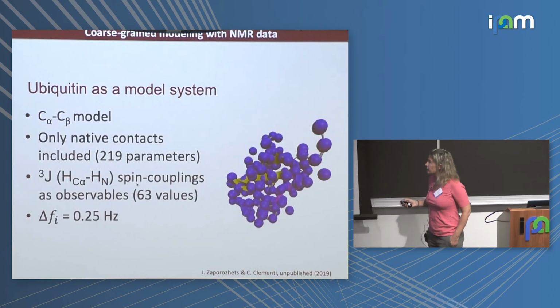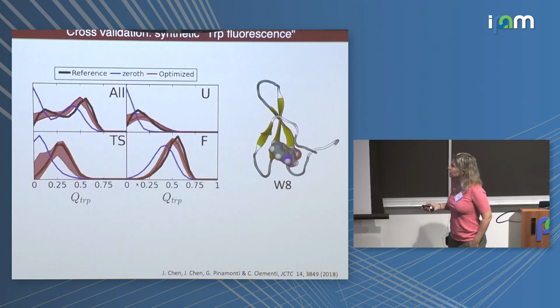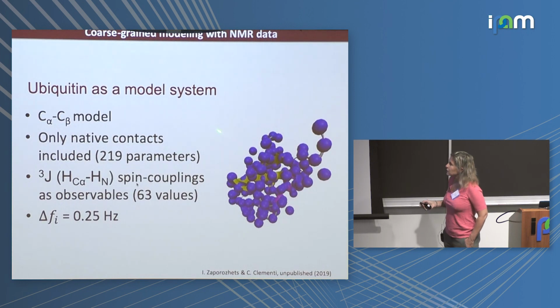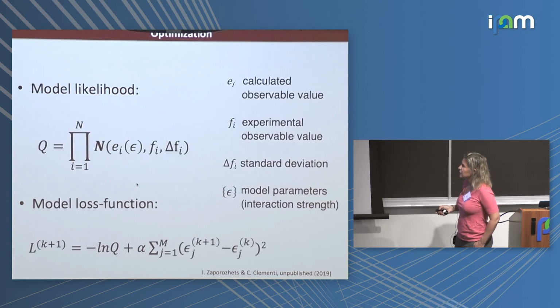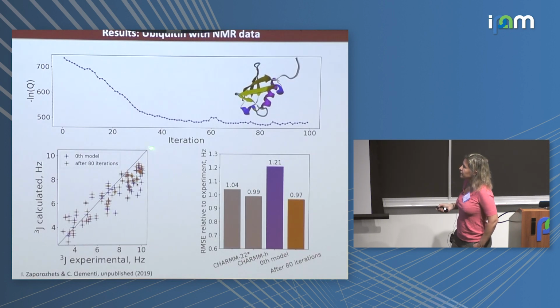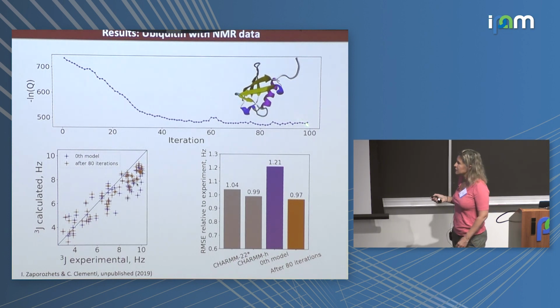And more recently, we are doing this with NMR data, using ubiquitin as a model system. Again, with a carbon alpha, carbon beta model, we use J coupling parameters, 63 values obtained from experiments, and we can correct the dynamics. We can use a coarse-grained model again to reproduce the dynamics of the system as given by NMR data.